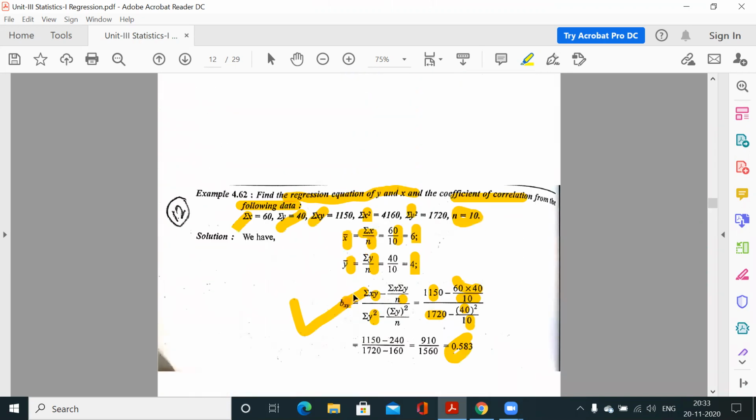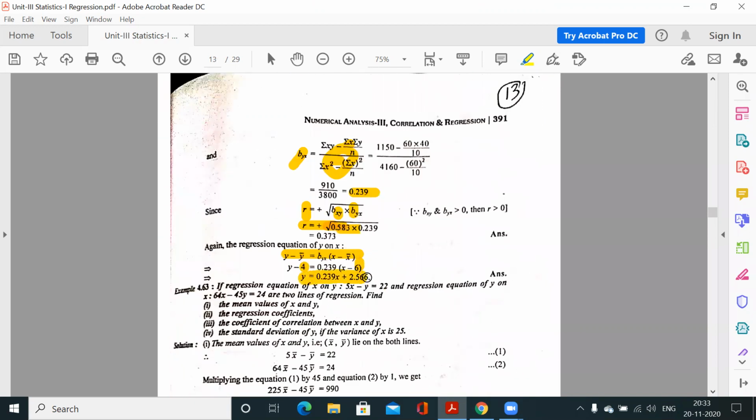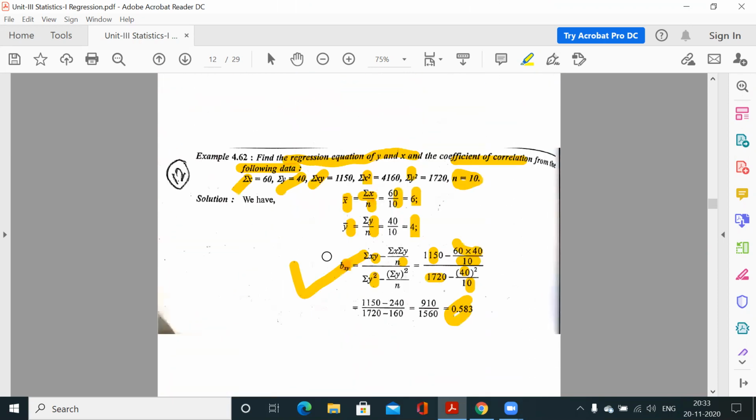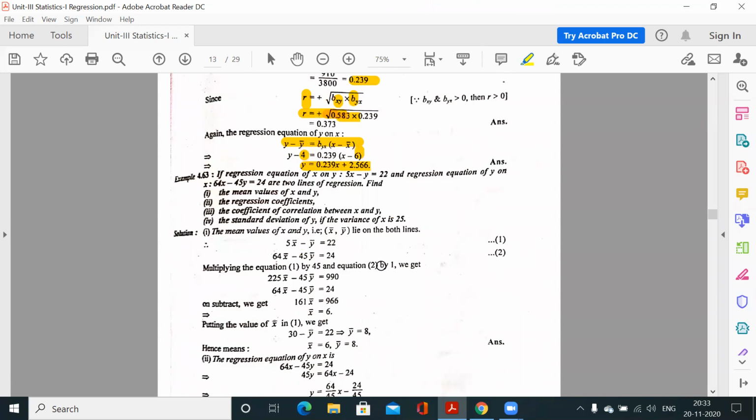These means were not given to us, but we can calculate them, because x bar is summation x by n, where summation x is 60 and n is 10. Similarly, y bar is summation y by n. So this is one regression line. I think they have asked only for the regression equation of y on x. In this case, we have to find both equations. If it is the equation of y on x, then we need to find one equation only, and otherwise we have to find both. So you can find them.